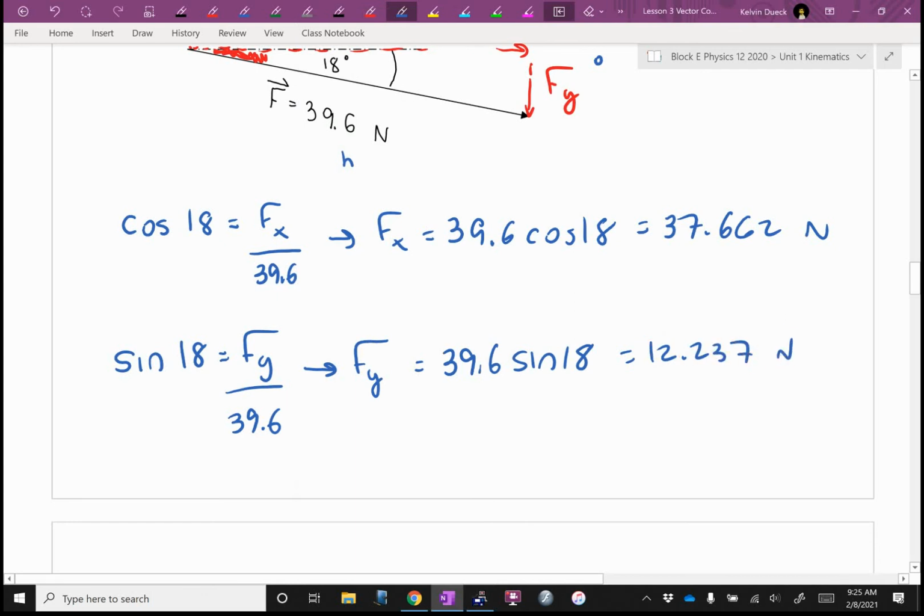And again, what we're saying here is if person A pushes to the right with 37.662 newtons and person B pushes down with 12.237 newtons, mathematically, that's identical to one person pushing at 39.6 newtons, 18 degrees south of east, or below the horizontal. Those are mathematically identical.